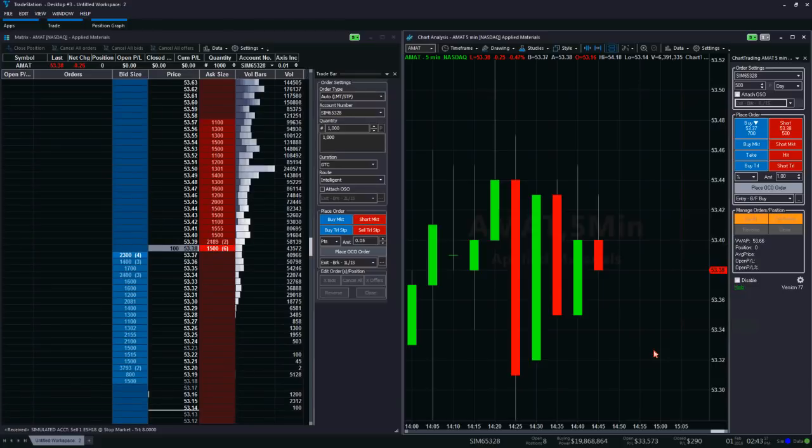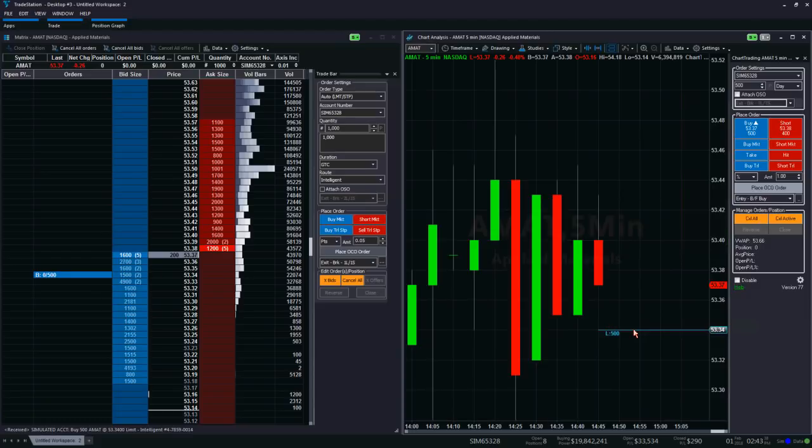If I want to buy, I know that I have to hold the control key on the keyboard. So if I click down here at 53.34, that's my order to buy 500 shares. It's 500 because I didn't adjust it up here. It says 500. But that's an order to buy at 53.34 limit.